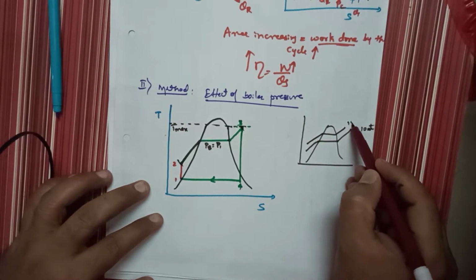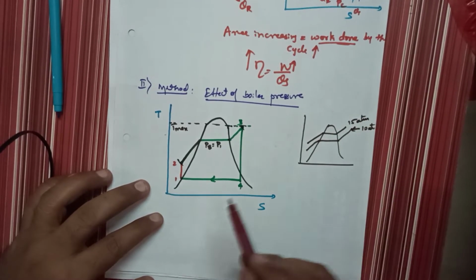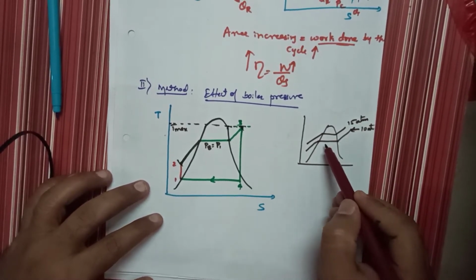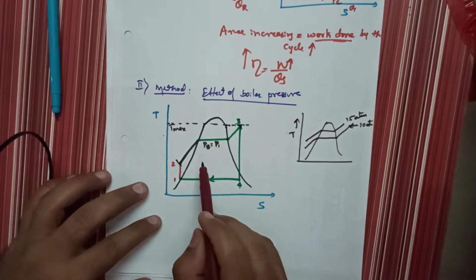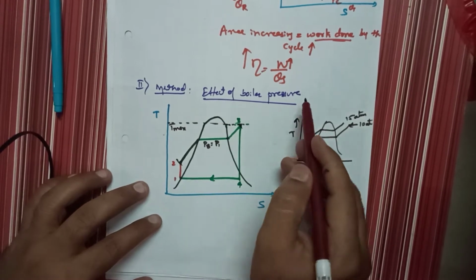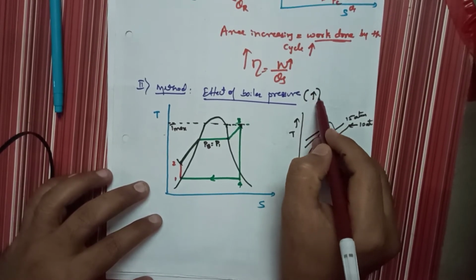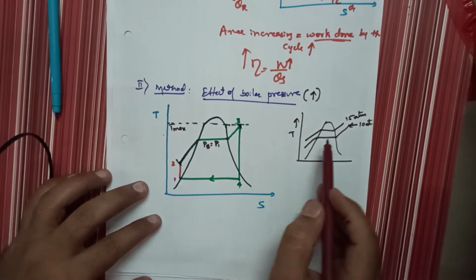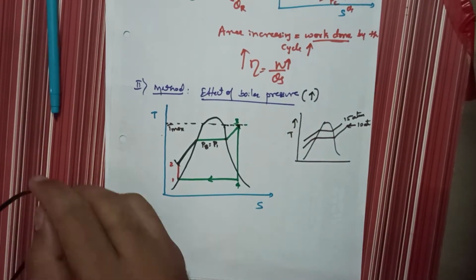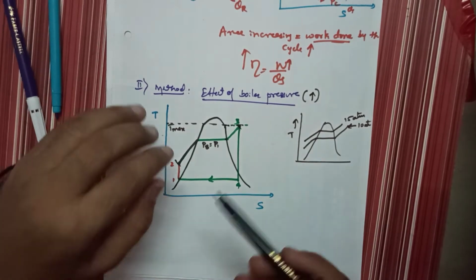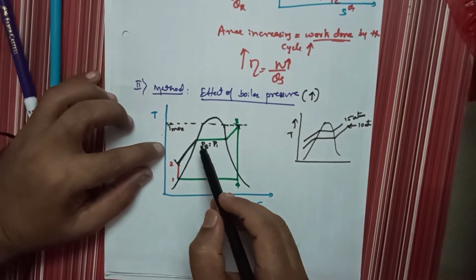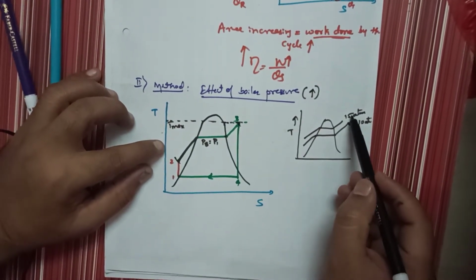This is at 15 atmosphere. As the pressure increases, temperature also increases. So now I will increase the pressure. Effect of boiler pressure means I should increase the boiler pressure, not decrease it. So I will draw one line, assume that this is at P1 pressure. Now I will draw one more line at P2 pressure. Just an example, 10 will become 15.